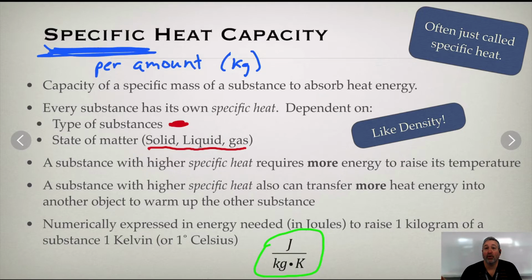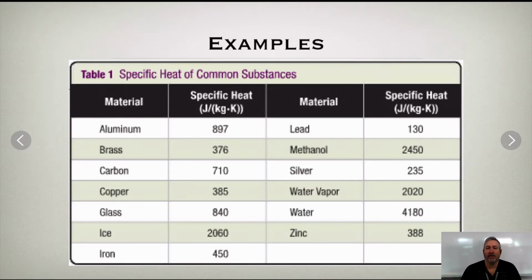And the more joules it takes to raise it 1 degree Celsius, the higher the specific heat. So here are some examples of specific heat. We can see here, and we assume that these are substances at room temperature, so they're in their natural form at room temperature: aluminum, brass, carbon, copper, glass. Ice obviously is not at room temperature, so these are all solids on the left-hand side.